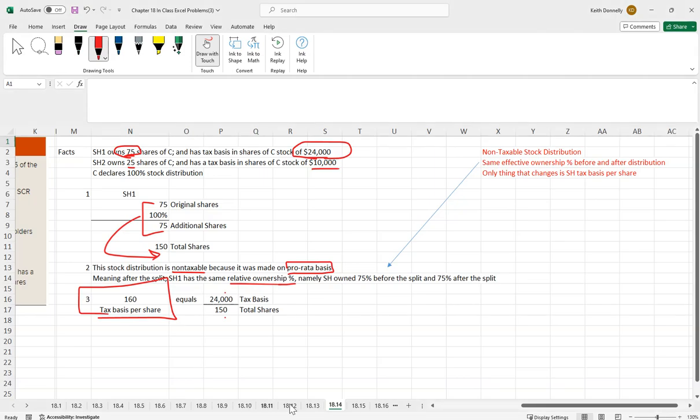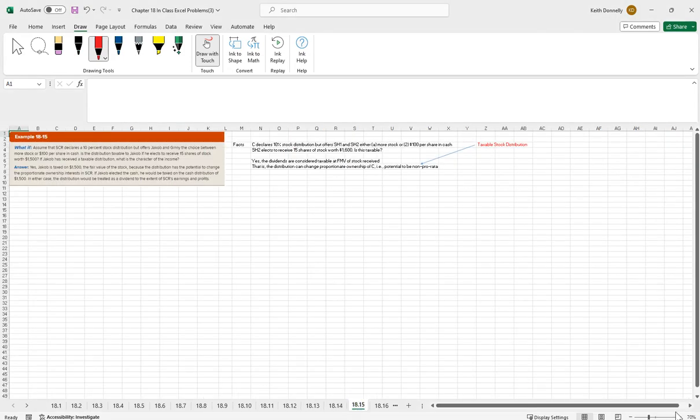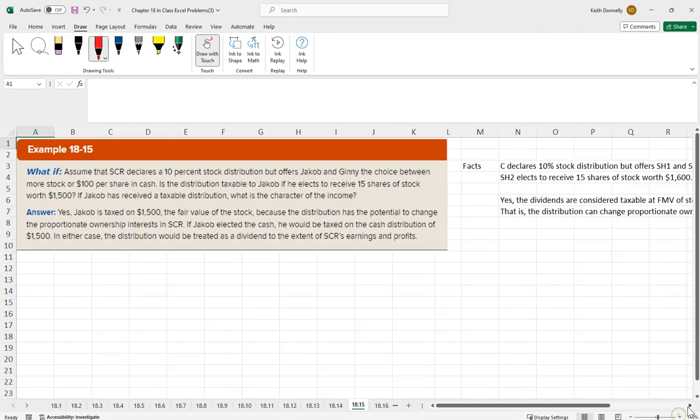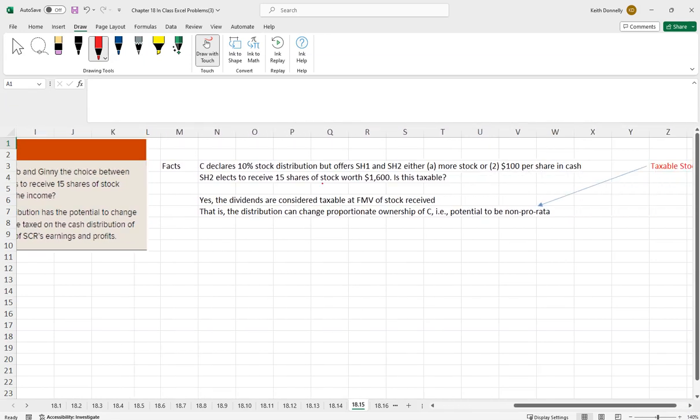Let's look at 1815 here. A corporation declares a 10% stock distribution, but offers either more stock or $100 per share in cash. One of the shareholders elects to receive 15 shares of stock worth $1,600. Is this taxable? Well, yeah, it's non-pro rata. In other words, they're giving you the choice here.